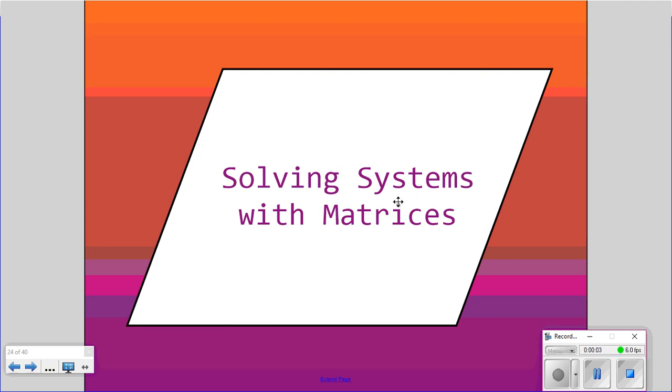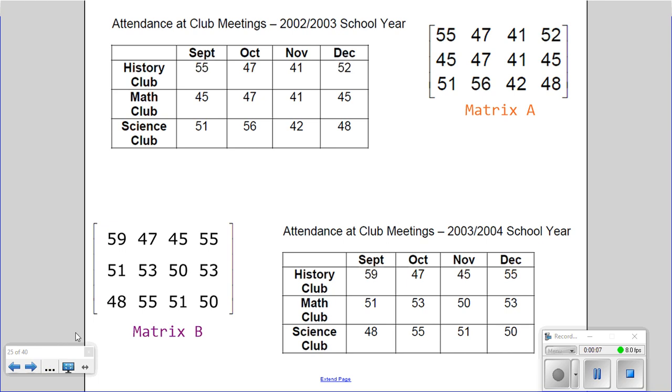Solving systems with matrices. Here is a diagram of two tables for the attendance of club meetings in the 2002 school year and the 2003 school year. We are demonstrating moving it from tabular format to a matrix format. All right, you can see the same numbers in the same spot that they exist in the table. So what is this matrix thing?